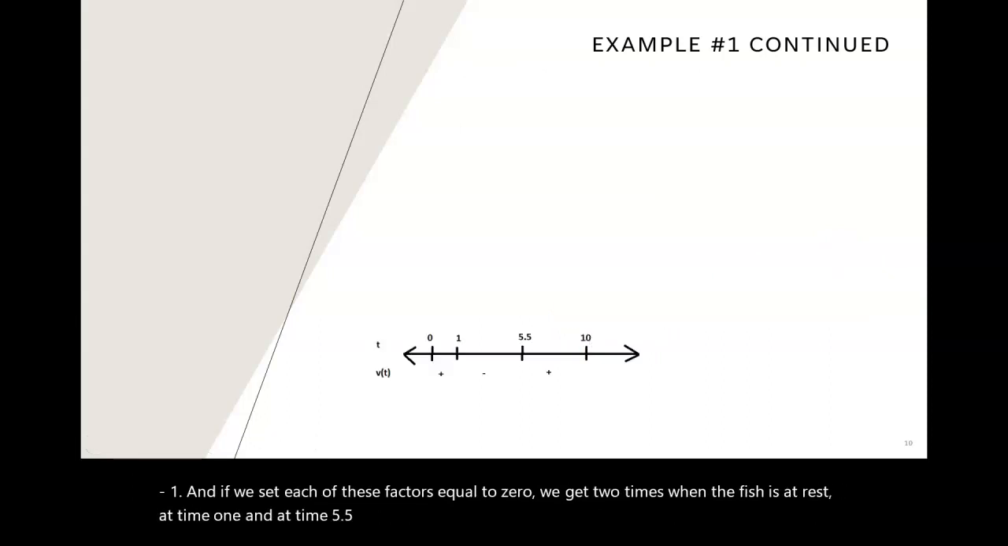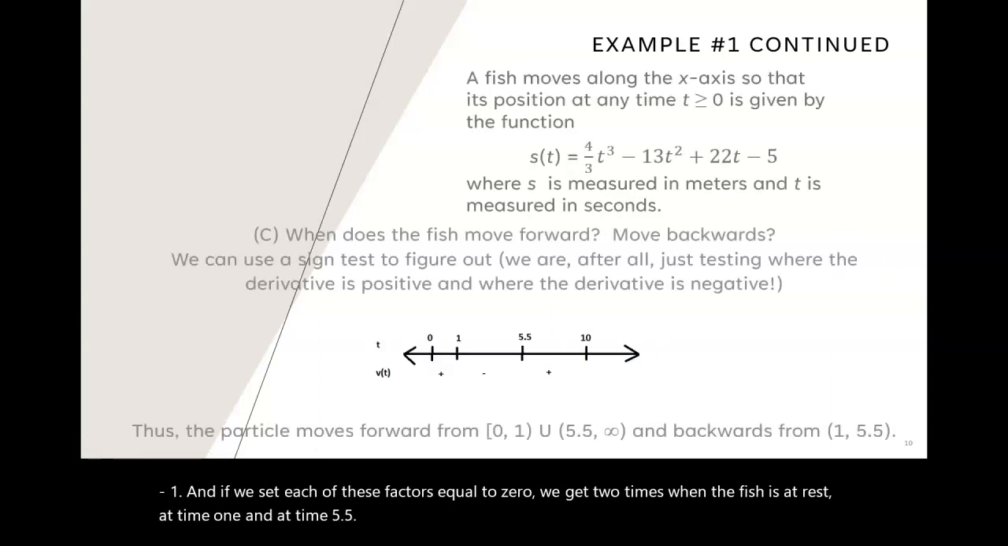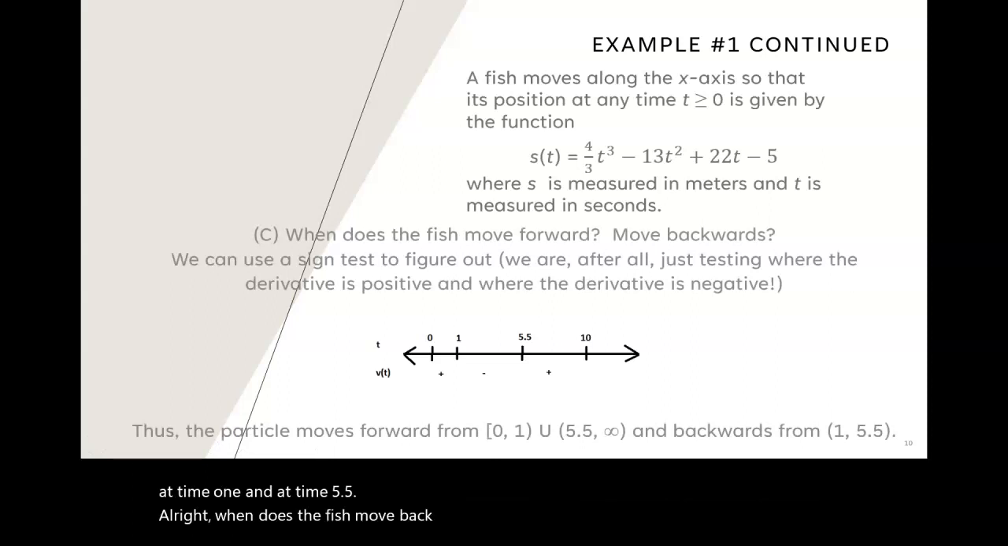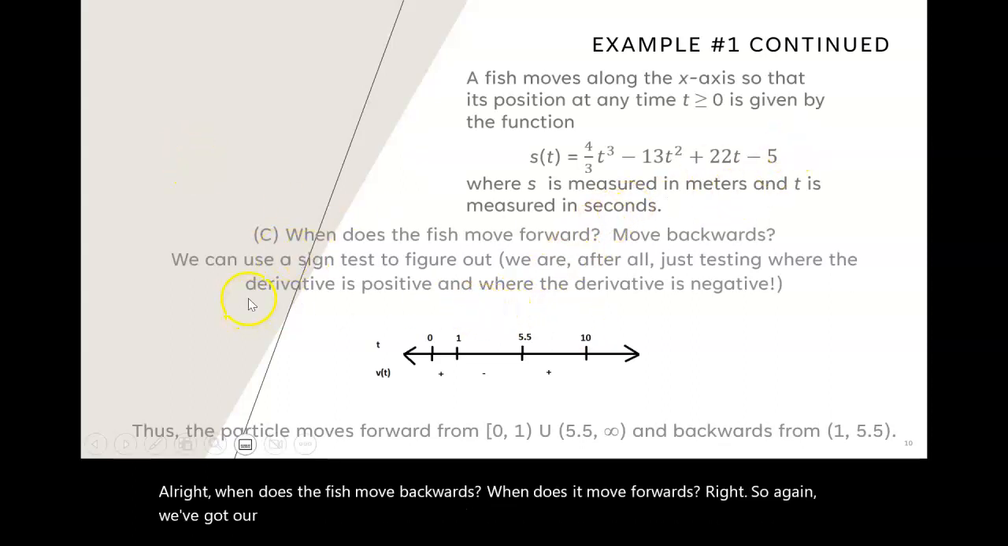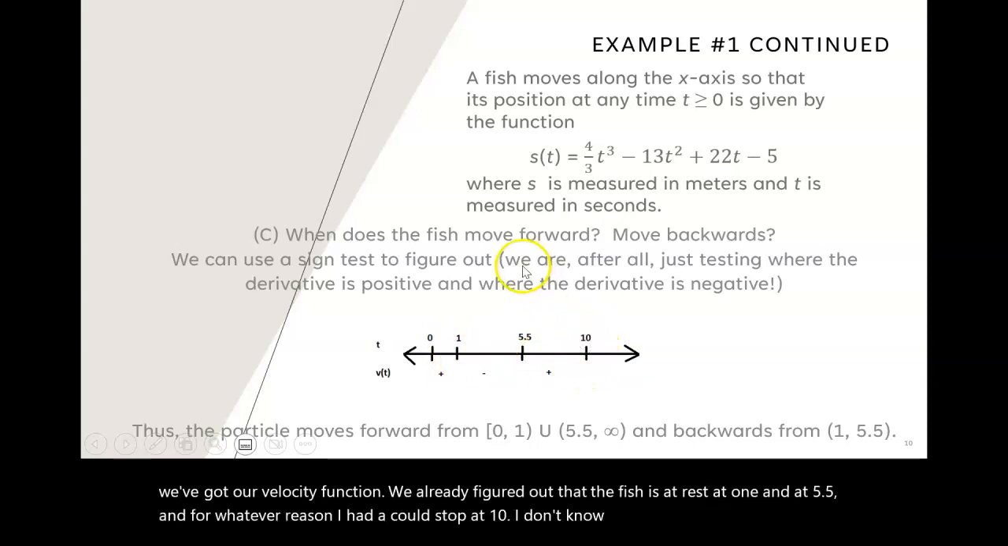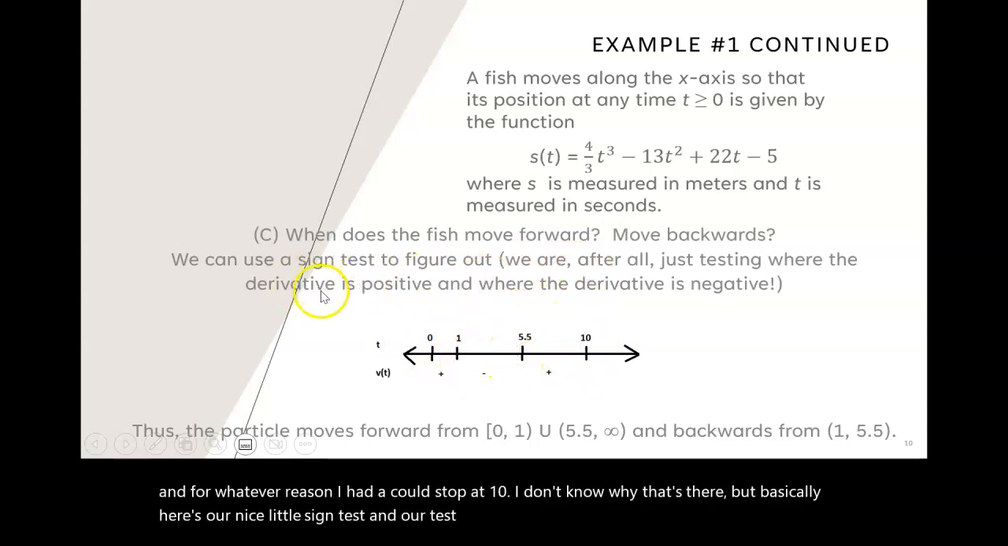All right. When does the fish move backwards? When does it move forwards? All right. So again, we've got our velocity function. We already figured out that the fish is at rest at 1 and at 5.5. And for whatever reason, could stop at 10. I don't know why that's there, but basically, here's our nice little sign test. And on our test, we're going to test where the derivative is positive and where the derivative is negative.